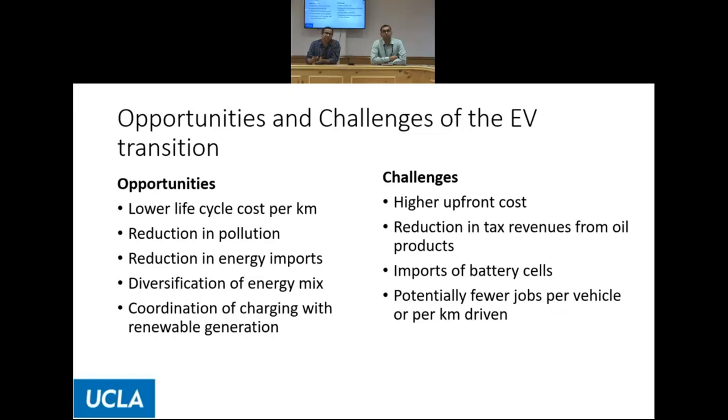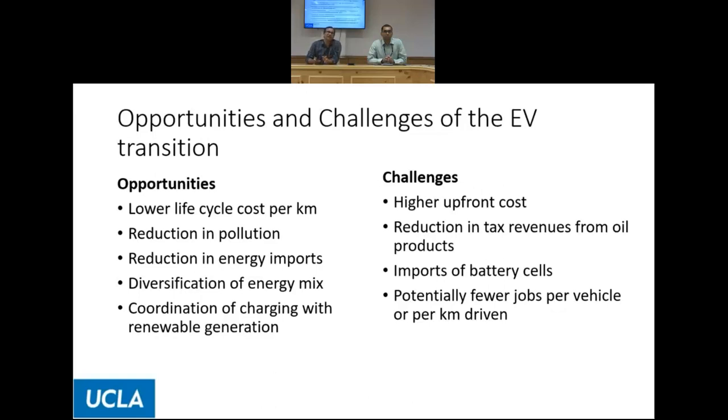And there are other benefits like coordination with renewable energy generation. If you can time it right, you can actually get advantages from having to balance the grid. And the challenges are that battery cells are imported. So are we trading energy imports for battery imports is a question. There is some concern that electric vehicles have far fewer parts and require less maintenance, and so they might entail fewer jobs per vehicle kilometer driven.